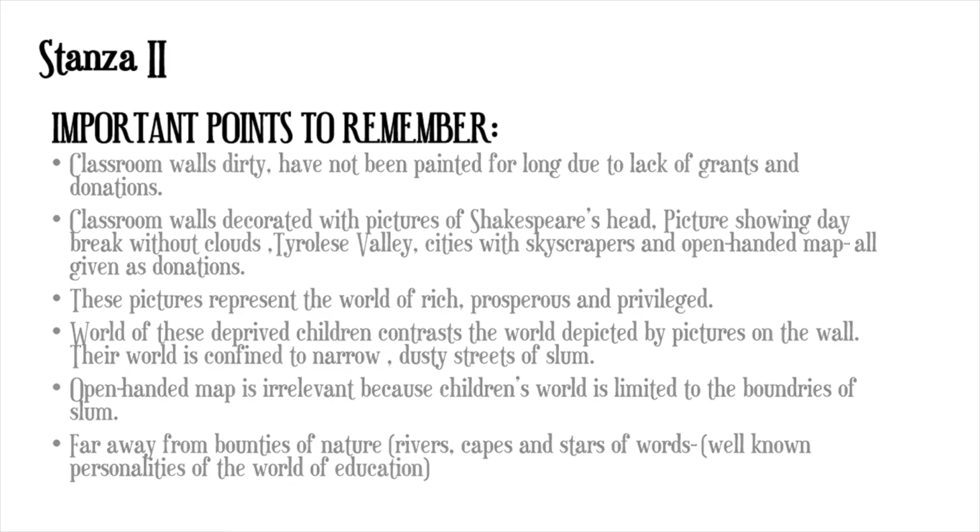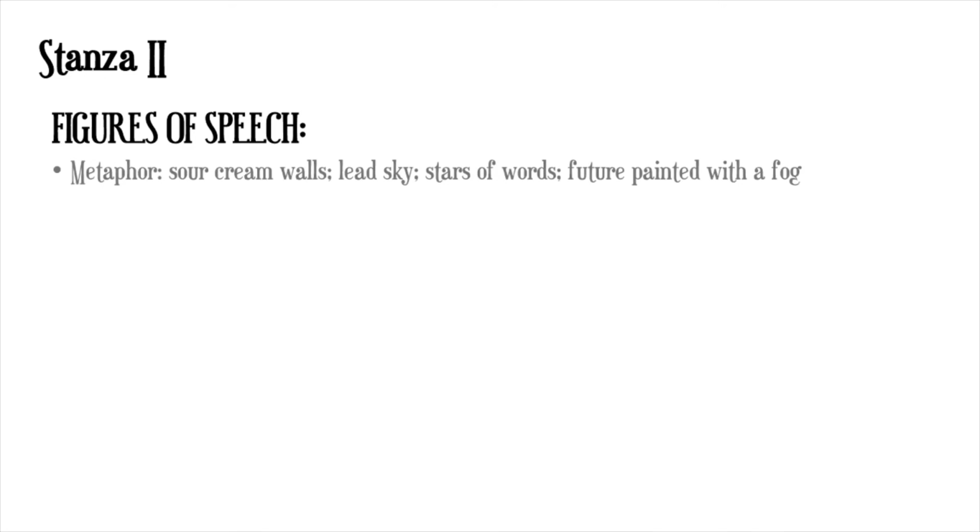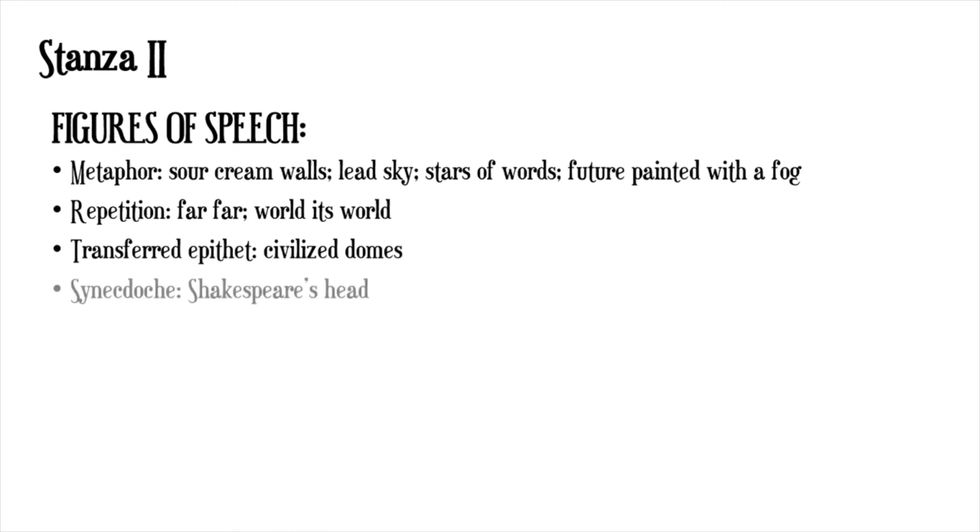Now, after the important points, if we come to the poetic devices which have been used over here, they are metaphor. In the very first line, where the second stanza begins, the poet describes the wall and compares it with sour cream. So, sour cream walls. He has not used any as or like in it. Similarly, lead sky, stars of words, and future painted with a fog. They are all examples of metaphor. Now, in repetition, there's repetition where he has used far, far from capes and rivers in that line, and the world, its world, when he talks about the open-handed map, when he introduces the open-handed map to the children. Transferred epithet, civilized domes.